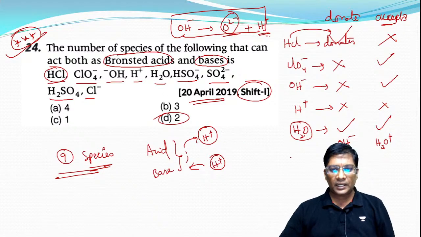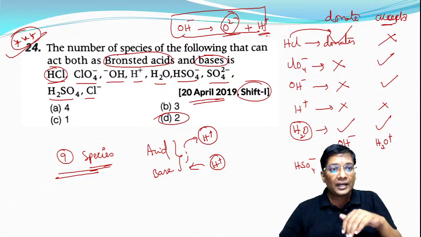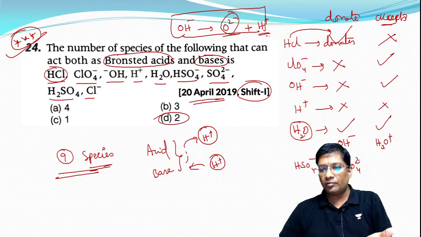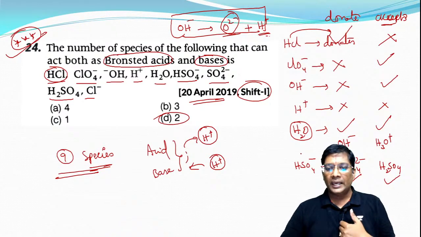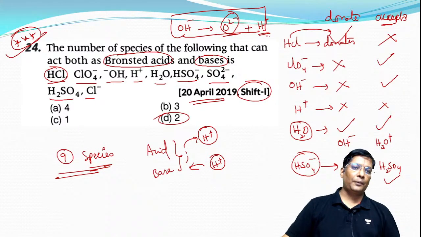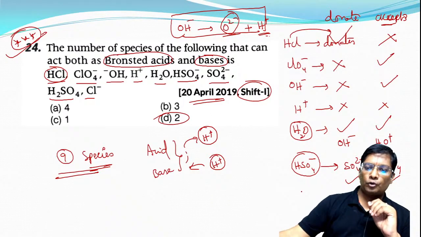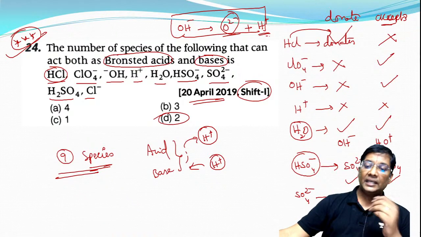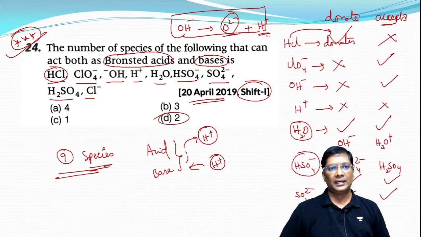Good. Coming to the next one, HSO4 minus. HSO4 minus can donate the proton. If it donates, it will form SO4 2 minus. If it accepts, it can produce H2SO4. So HSO4 minus is also having a capacity to donate the proton as well as to accept the proton. Coming to the next one, SO4 2 minus. SO4 2 minus can only accept the proton. It can only accept, but it cannot donate the proton because it does not have any protons.